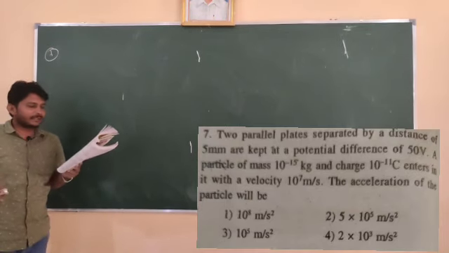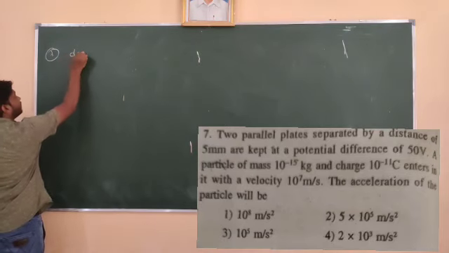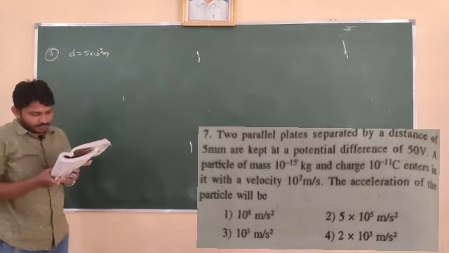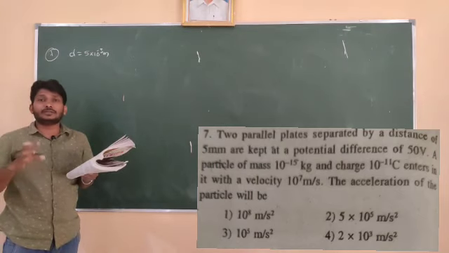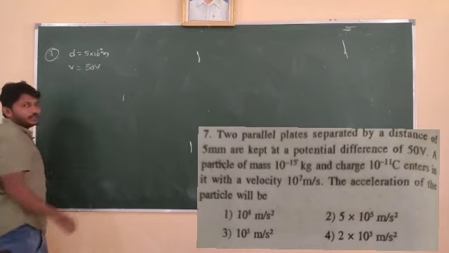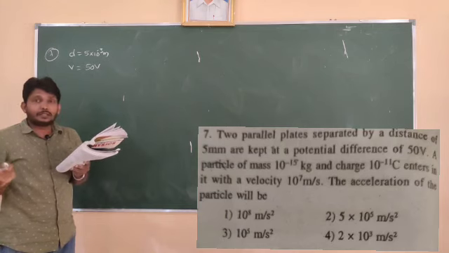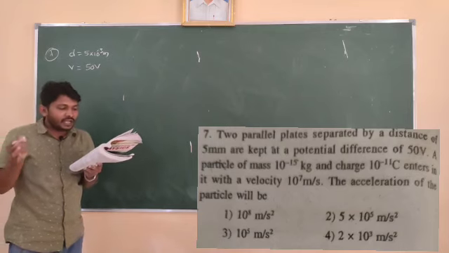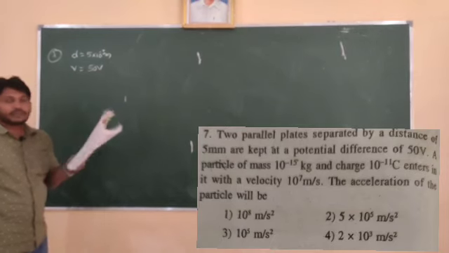Two parallel plates separated by a distance of 5 millimeters, so the separation between the two plates is 5 into 10 to the power of minus 3 meter, are kept at a potential difference of 50 volt. The potential difference between these two plates is 50 volt. And then they mention a particle of mass 10 to the power of minus 15 kg and charge 10 to the power of minus 11 coulomb enters with a velocity of 10 to the power of 7 meter per second.